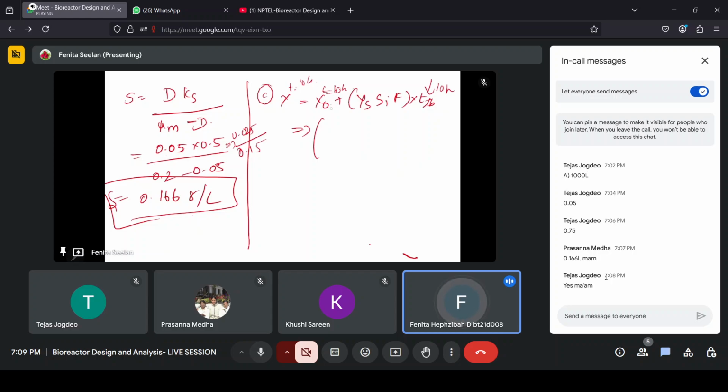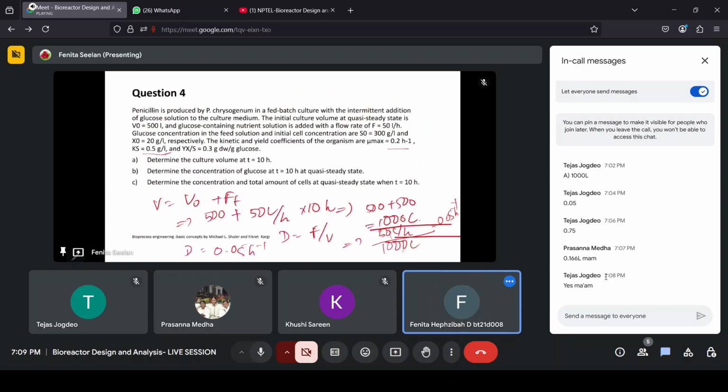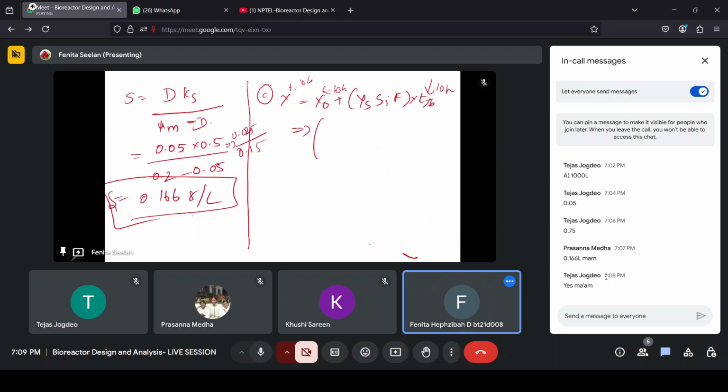So how do we calculate the concentration? It should be multiplied by the volume of the feed, right? What should it be multiplied with? Volume of the feed or volume of the reactor? We should multiply with the initial culture volume, which is V naught. We did the calculation, right? X naught into V naught, X naught at t is equal to 10 hours. So the initial concentration is 20 gram per liter.